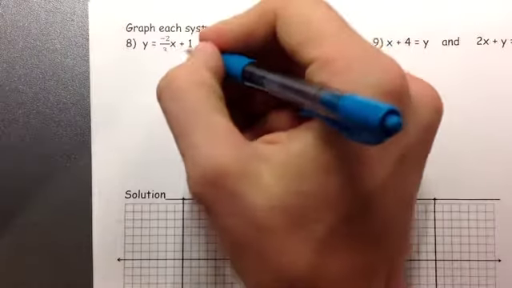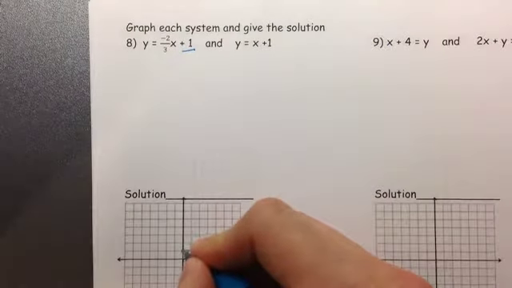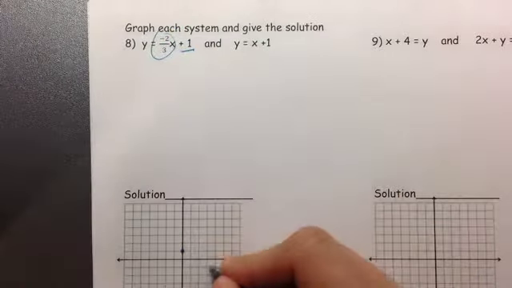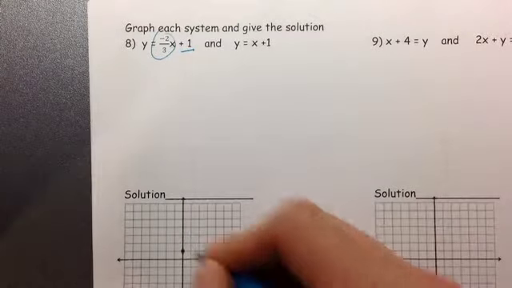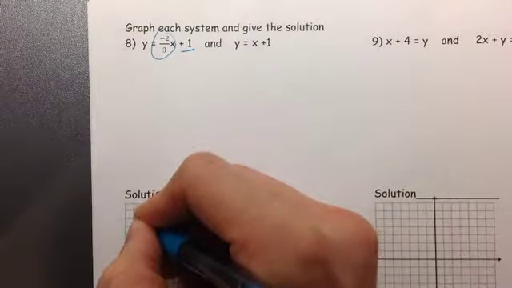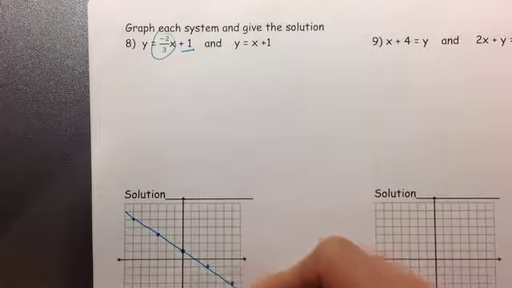Number 8, graphing each system. These are nice and set up for us. I've got +1 for my intercept. I've got -2/3 for my slope, so down 2/3. When we're graphing for intersection, it's a good idea to get just a whole bunch of points, as many points as you can fit on that grid.